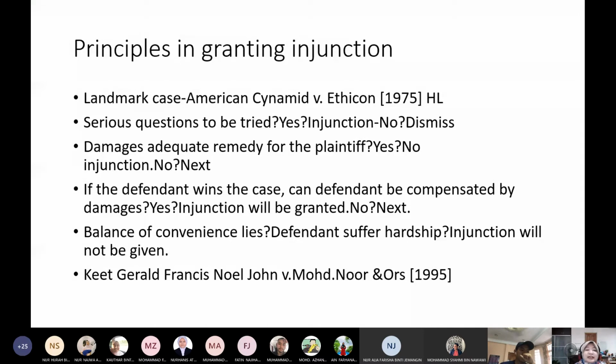The case is Kid Gerald Francis, Noel Jones and Muhammad Noor and others, 1995. Again, this is an important case that you need to know. Read this case, do your own reading of the full case. Any questions so far?